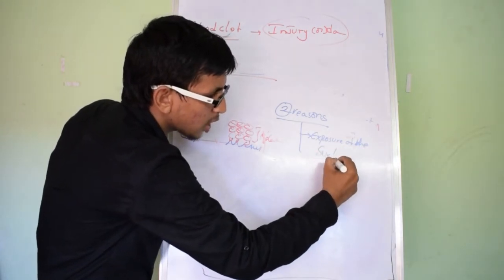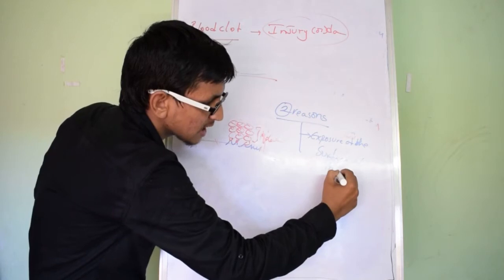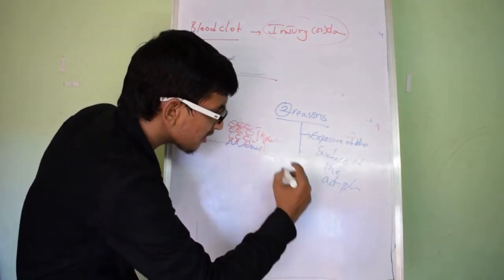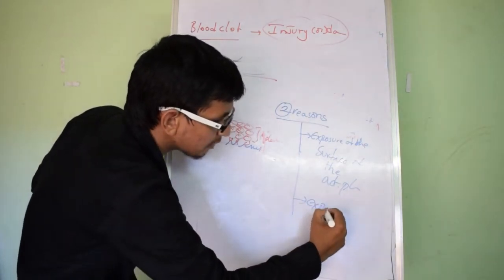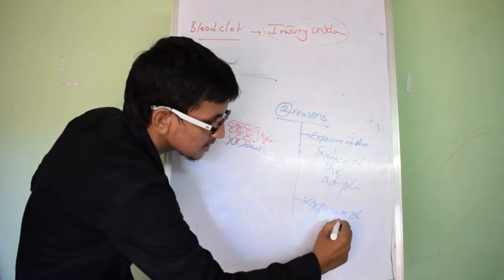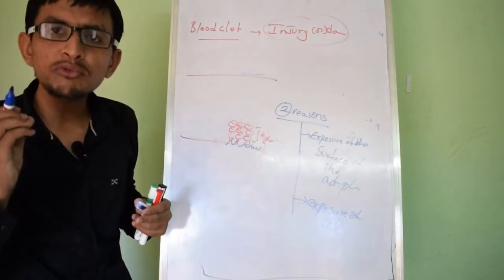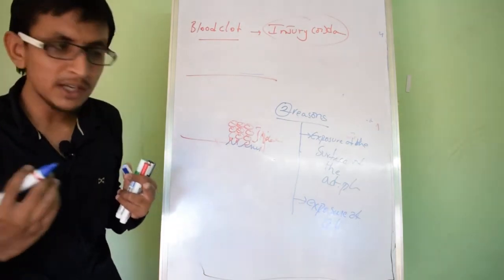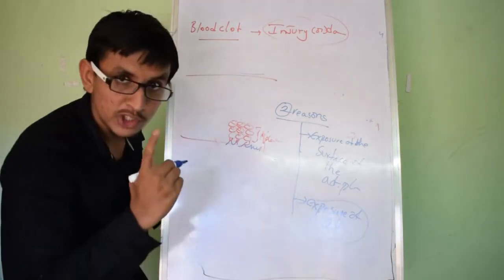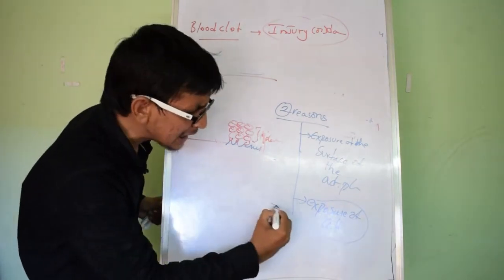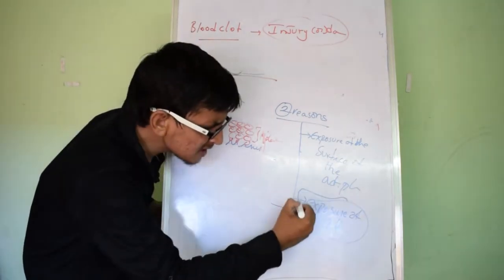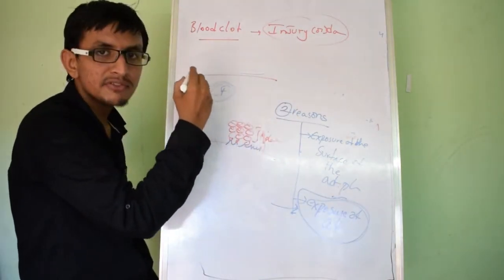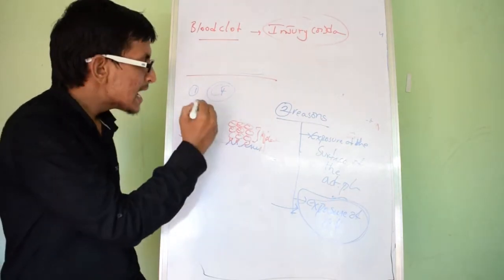exposure of the surface of activated platelets. This is the first reason. And the second reason is exposure of collagen. If you want to form a blood clot, the primary thing that needs to occur is an injury, and this injury should lead to the exposure of collagen. Whenever there is an exposure of collagen, you can activate coagulation factors. This is the first way of activating the coagulation factors.